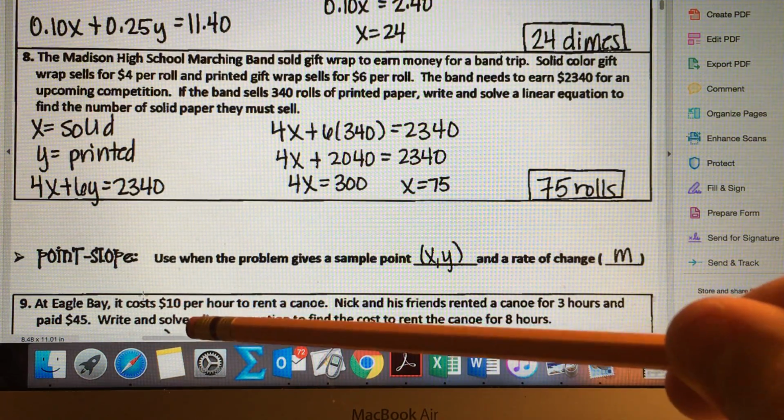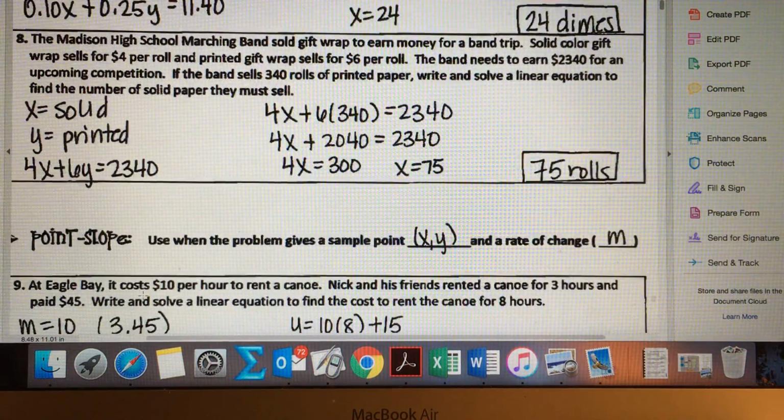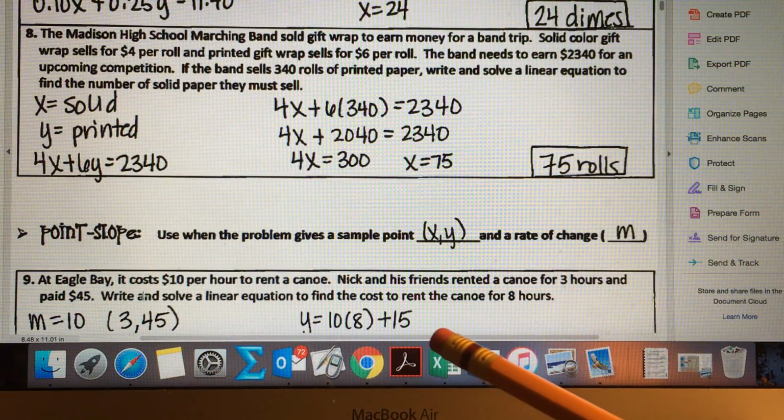Well, it's per something, so we know it's a rate of change. It's a rate. So our rate here is $10 per hour. So we have our M is 10. And then notice we have a point.